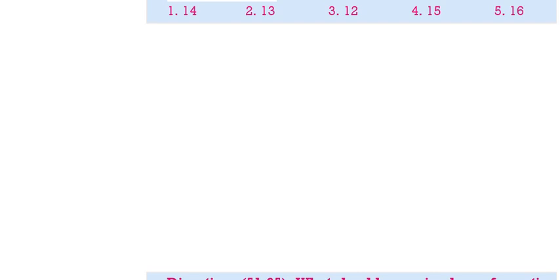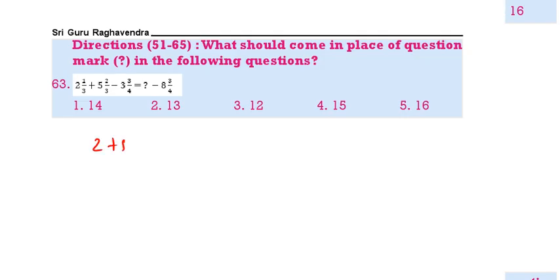2 1 by 3 plus 5 2 by 3 minus 3 3 by 4 is equal to x minus 8. 3 by 3. That means 2 plus 5 plus 8 minus 3. That means this will be equal to 2 plus 5 is 7, 7 plus 8 is 15, 15 minus 3 is 12.